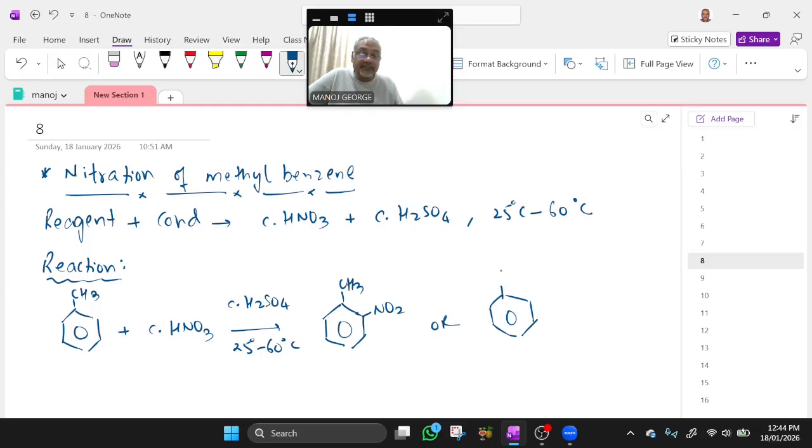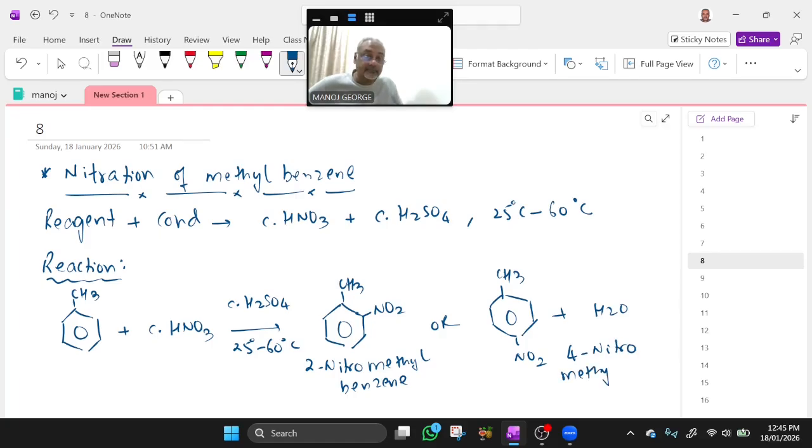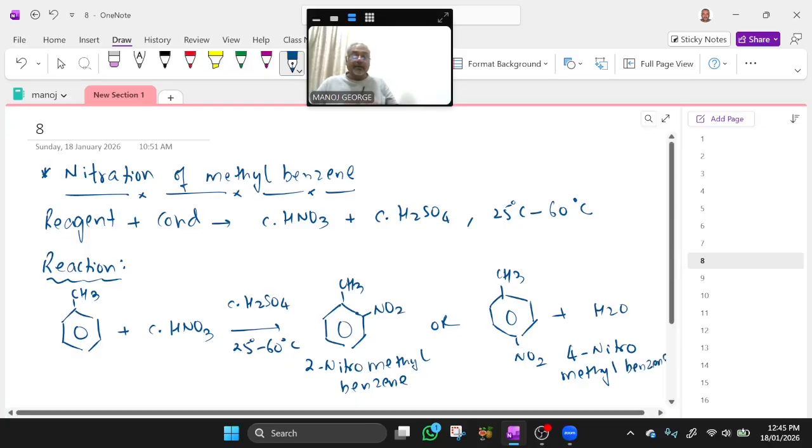Okay, those who finish, can you please start working on the mechanism of this reaction? I will get here 4-nitro, plus of course I will get water as a secondary product. Normally they will just ask you to predict the product. So 2-nitromethylbenzene, and this is 4-nitromethylbenzene. Okay, go ahead and try to complete the mechanism of this.